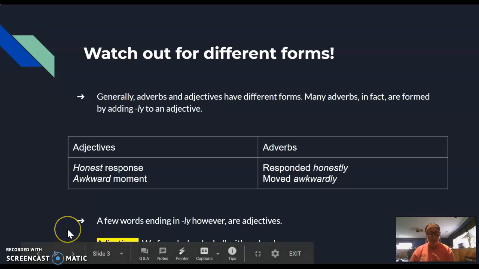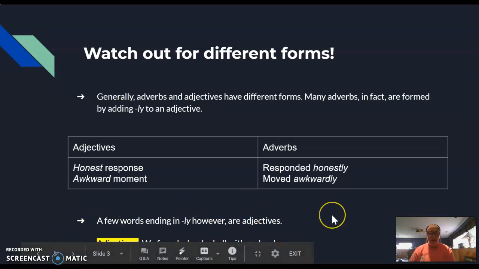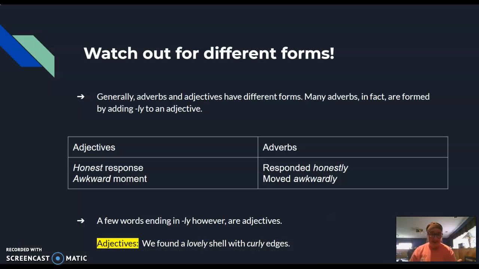But then we find out that a few words ending in ly are adjectives, okay? So we found a lovely shell with curly edges, right? So again, we just have to think, are there nouns in the sentence and are they being modified by these ly words? If so, they're probably adjectives. If not, they're probably adverbs.